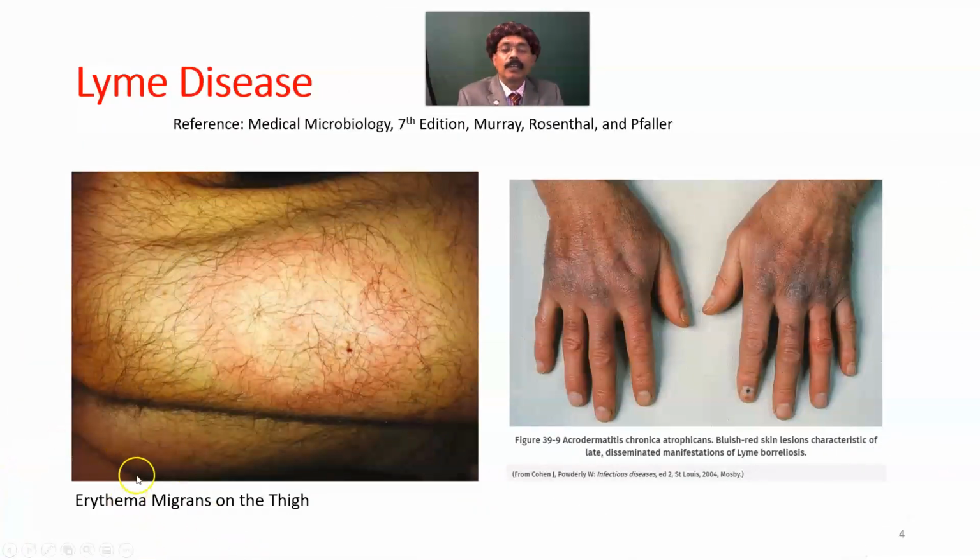This is erythema migrans on the thigh. The patient is the son of one of the writers of this book, Medical Microbiology, 7th edition. This is a late stage of Lyme disease, acrodermatitis chronica atrophicans, a bluish red skin lesion characteristic of late disseminated manifestation of Lyme borreliosis.